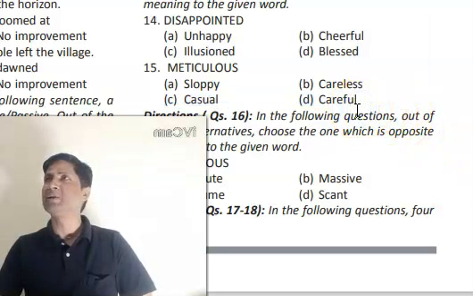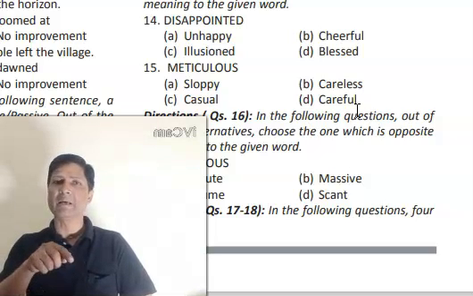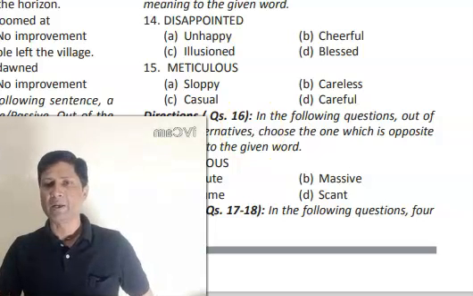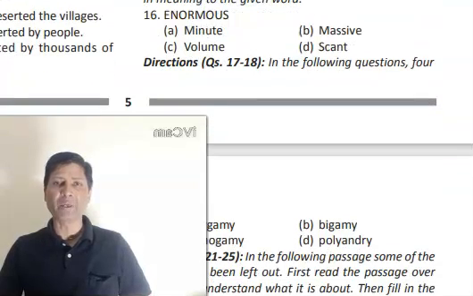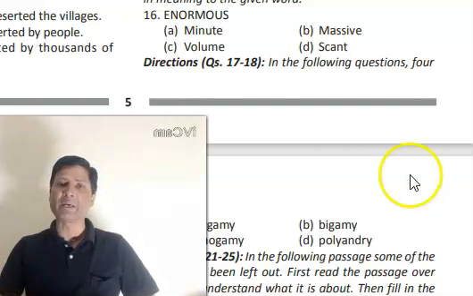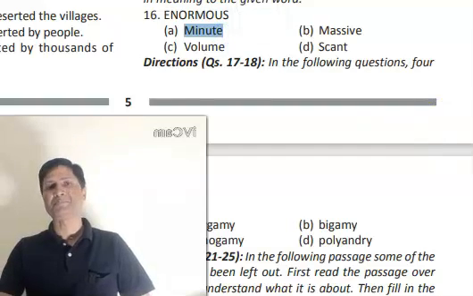Another word that was coming to my mind for thorough is meticulous, careful. I have written that word in the answer section, two or three very good words. You can check. I don't remember those words, but of course I'll take you to the answer and they'll tell you. Meticulous, then we have enormous. Enormous you must be knowing, big in size, huge. So it should be minute, because minute means very small.